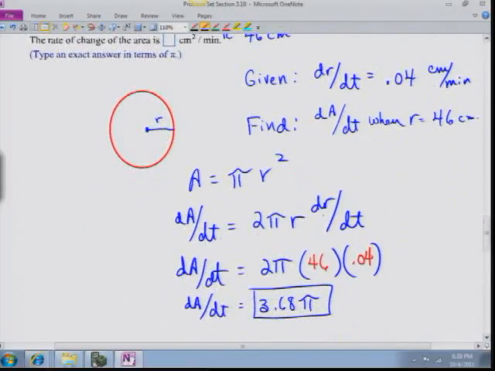Any questions on this one? That should come up with 3.68. Did you do 46 times 0.04 and times 2? Did anybody else get that number? Yeah, I got it. You just times the 2, times the 46, times the 0.04. And you just leave pi out. Yeah. Were you using something for pi? Okay. Because it said this, Leland, so you just leave pi in there.